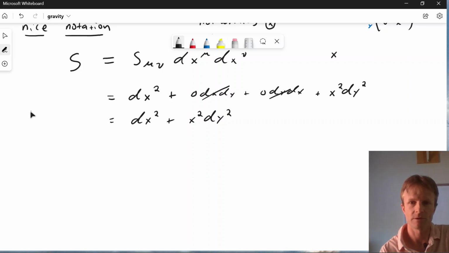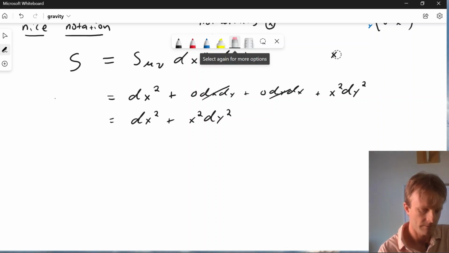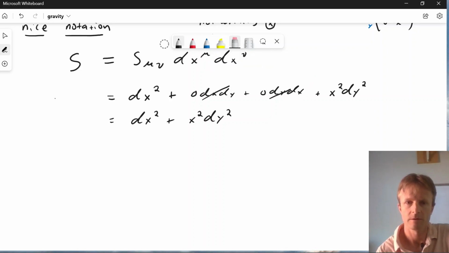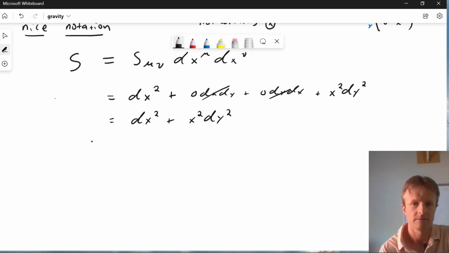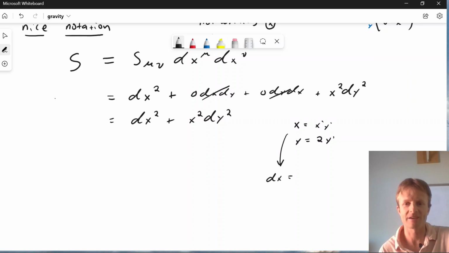You don't have to invert in this version. What am I doing? Let me write down the coordinate transformation again. We had x equals x prime y prime, and y equals 2y prime, according to my notes. So now we just use our calculus stuff. We say, well, dx. We all know how to do that, right? We learned that in high school.